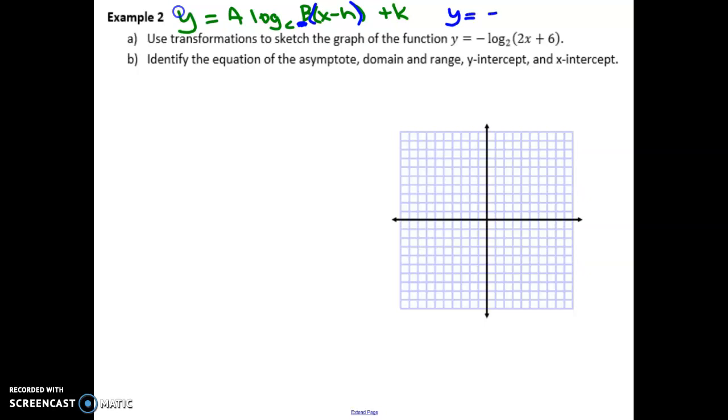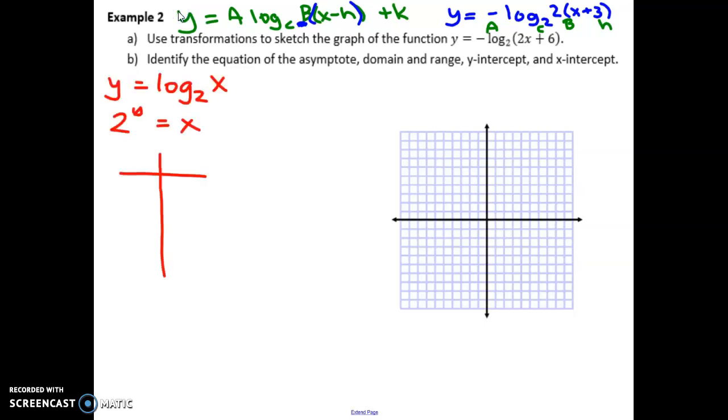So I have an a value that's a -1. My base is 2. Now if I factor out the 2 from the 6, I'm left with x plus 3. So you have to factor that b value out because it changes your h. So now if I look here, I have an a that's a -1, a c or a base that's 2, a b value that's 2, and an h value that's -3. So there's a lot going on in this transformation, and it'll be best to use mapping.